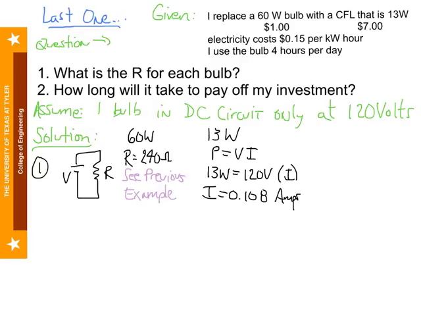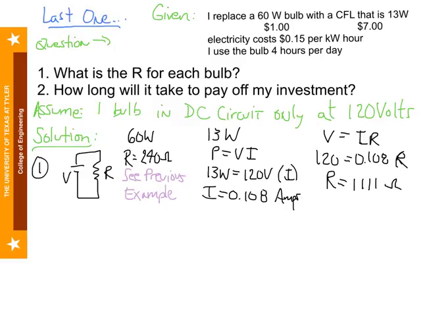And then I can keep going with that. With Ohm's law, V is equal to IR, the voltage is equal to the current times the resistance. I now know the voltage, 120 volts. I know the current of 0.108 amps, and all I'm left with is R. So I got R then of 1,111 ohms.